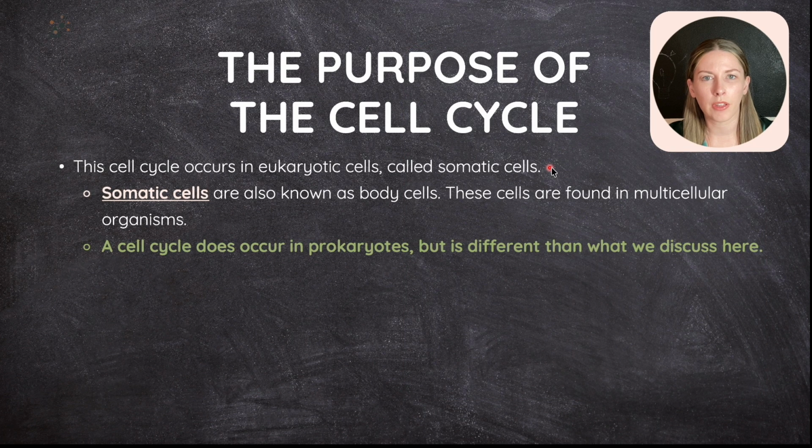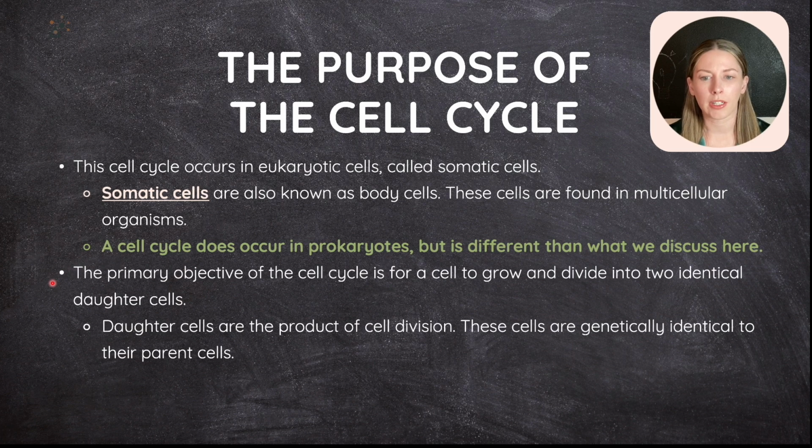The version of the cell cycle that we're exploring applies to eukaryotic somatic cells. Somatic cells are also known as our body cells, and they make up most of the cells in multicellular organisms. Examples include skin cells, hair cells, and liver cells. In fact, the vast majority of cells in your body are somatic cells. Before we continue, it's important to note that cell division does occur in prokaryotic cells, but their process is different from what we'll be discussing here.